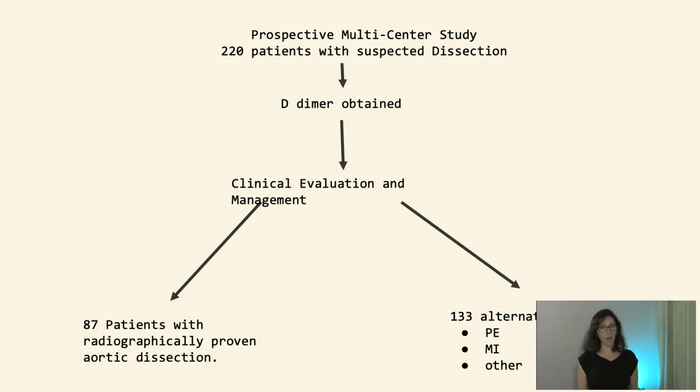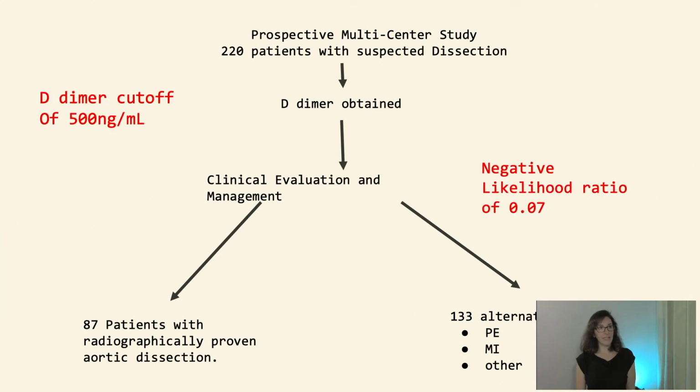They obtained a D-dimer on all of them, and then those patients underwent clinical evaluation and management as per the primary team. 87 of those patients were found to have radiographically proven aortic dissection. The other 133 had something else. So maybe it was a PE, maybe it was an MI, and some of them just had other unspecified. Based on these findings, they determined that using a D-dimer cutoff of 500 nanograms per milliliter, which is the same cutoff that you're already familiar with in the PE studies, gave a negative likelihood ratio for dissection of 0.07 if this tool was used within the first 24 hours of symptoms.